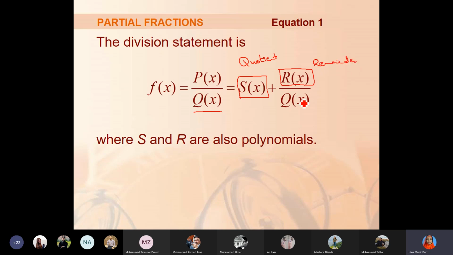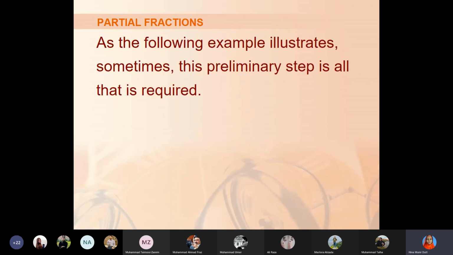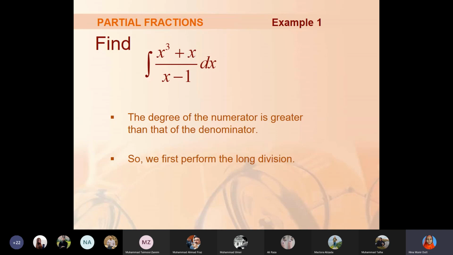This is my remainder, and this q of x is the same one. This is the divisor. This is the result of long division. After that, I will get a proper fraction. For example, take this rational function.